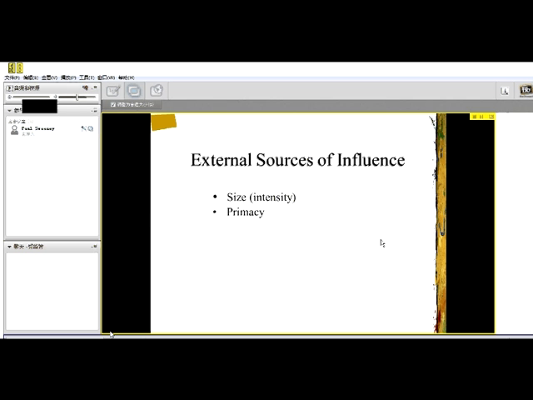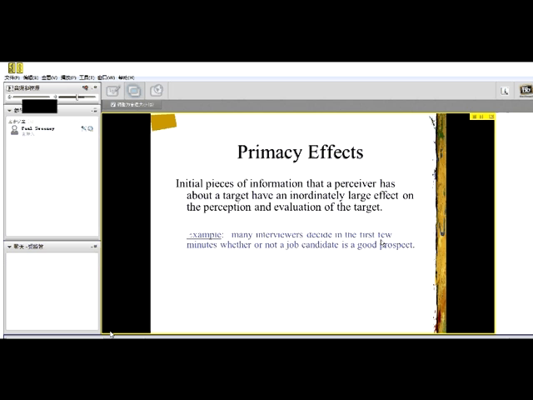So size begets our perceptions. Another thing about the external environment is primacy. Primacy refers to early stimuli or early views. The sooner you see something, the more likely it is.